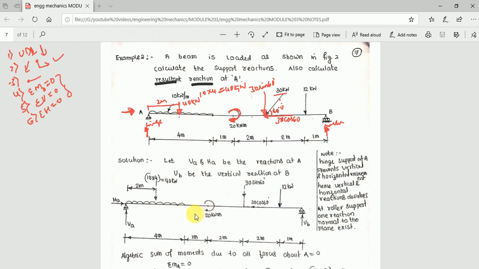Now see here, at a distance of 2 meters, the UDL is converted into a concentrated load of 40 kilonewton, and the 20 kilonewton meter moment is acting at a distance of 5 meters. Then the inclined force, converted into horizontal and vertical components, is acting at a distance of 4 plus 1 is 5, plus 2 is 7 meters, and at a distance of 9 meters a 12 kilonewton load is acting. These distances are taken from A.